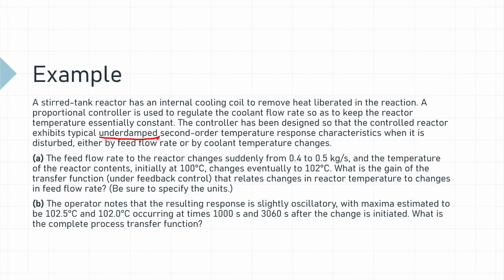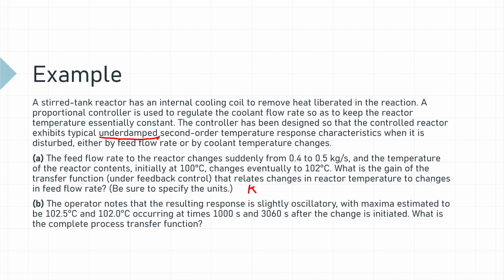So A, we're asked for number one, if the feed flow rate to the reactor changes suddenly from 0.4 to 0.5 kilograms per second, and the temperature of the reactor contents initially at 100 degrees Celsius changes eventually to 102, what is the gain of the transfer function under feedback control that relates changes in reactor temperature to changes in feed flow rate? Now we're going to have to specify the units for this one. So we're asked for the gain for letter A.